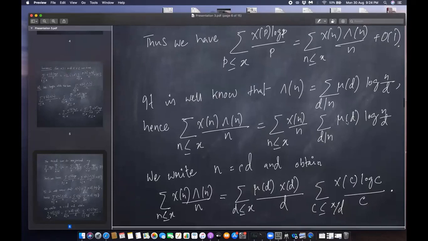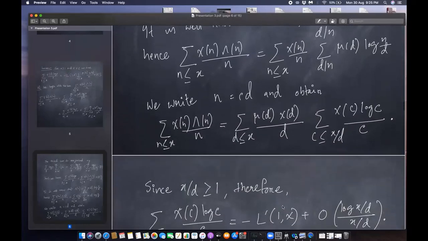So we take out all the functions which contain d here. We choose mu of d and chi of d, and then we are left with c less than or equal to x by d. Here we have chi of d into chi of c, so here we have chi of c into log of c, because we already took out d here. All right.